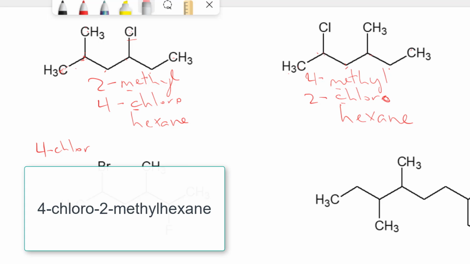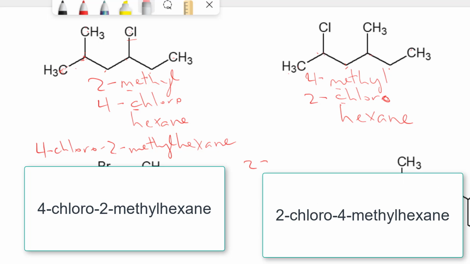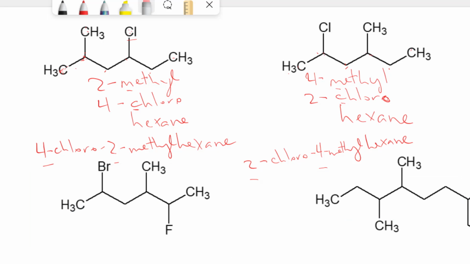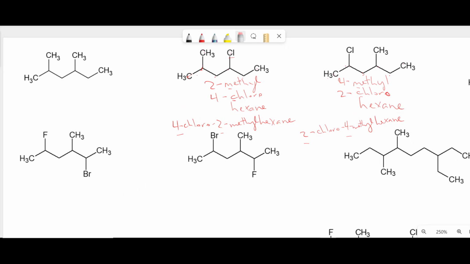So when we write this out, I'm going to have a 4-chloro 2-methyl hexane. And in the other case here, I'm going to have a 2-chloro 4-methyl hexane. All right, and we can see the difference just because when we switched around the substituents, we got a different naming on them.